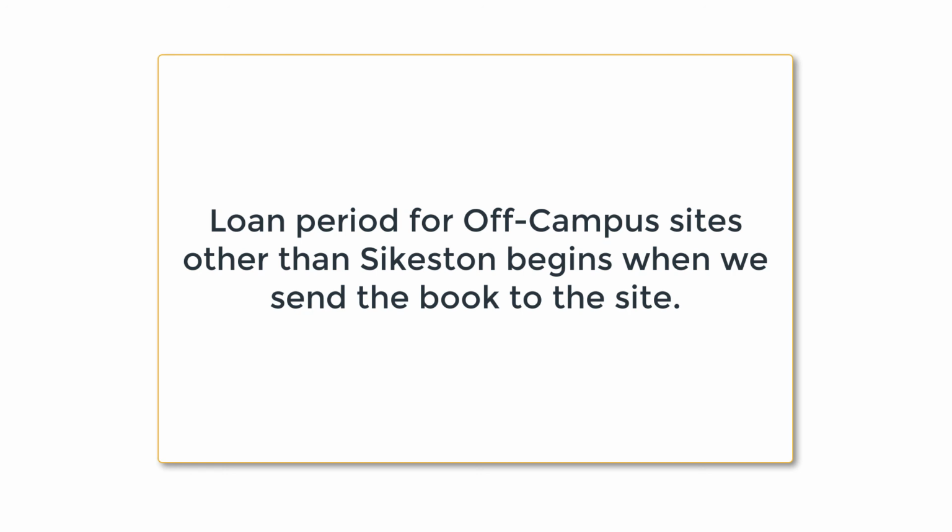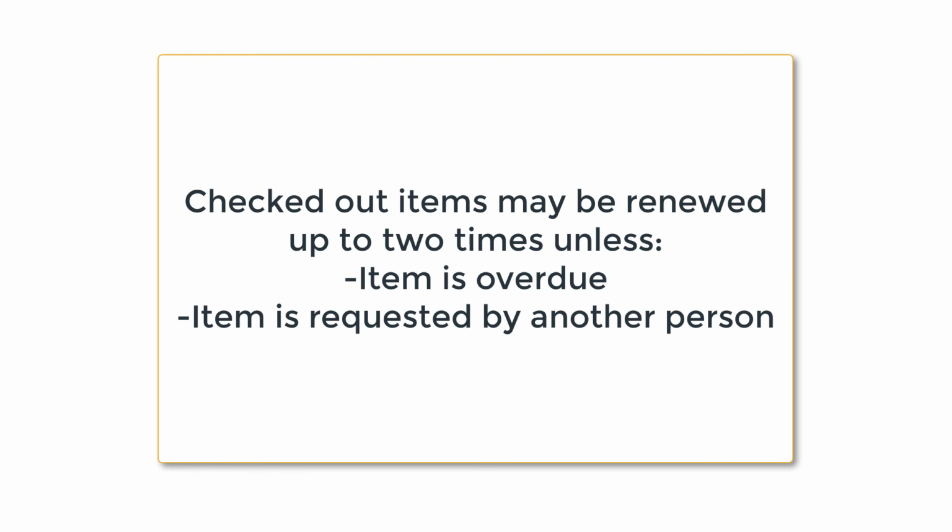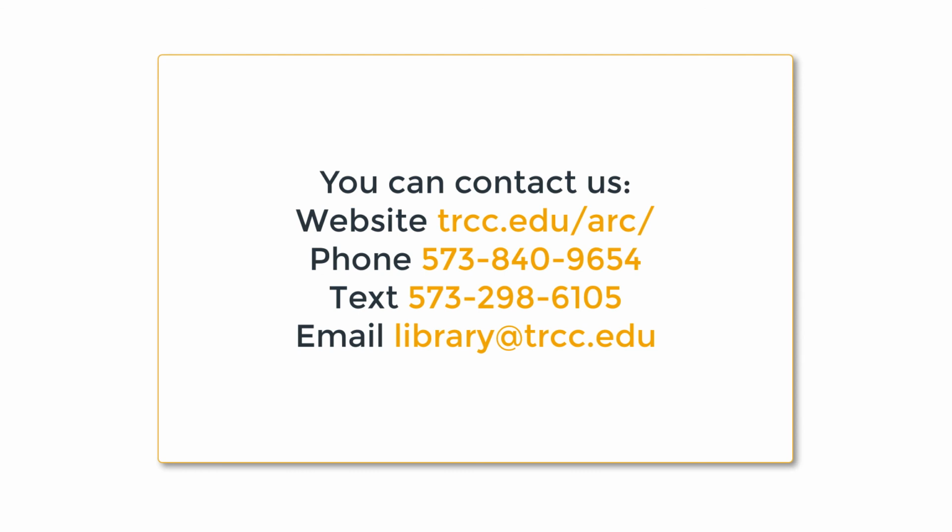Mobius books may be renewed 2 times if 2 conditions are met. 1, no one has placed a hold on the book at another institution. And 2, the book is not overdue. Mobius will not renew any material once it is overdue. Please let us know if you have any problems ordering books through the Mobius network. You can reach us in person, by text, by telephone, or via email.